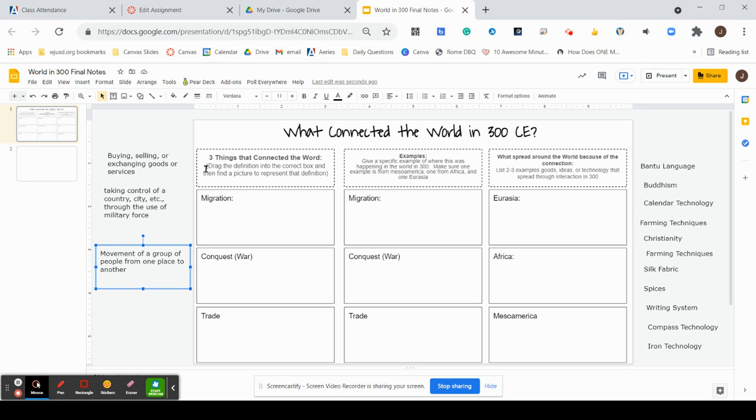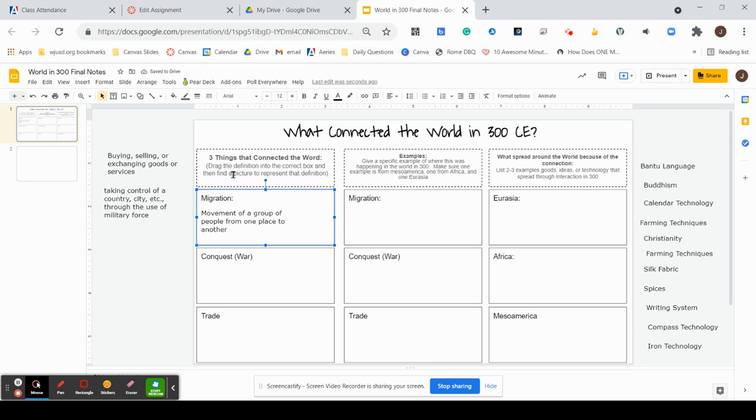So, 3 things that connected the world. Drag the definition into the correct box and then find a picture to represent that definition. So we have migration, conquest, and trade. I'm going to look at my 3 definitions along the side and figure out which one best matches with migration. When I do that, it's going to be this one. So I'm going to just drag that over, hold it down and drag it over. And now I have that definition in the box.